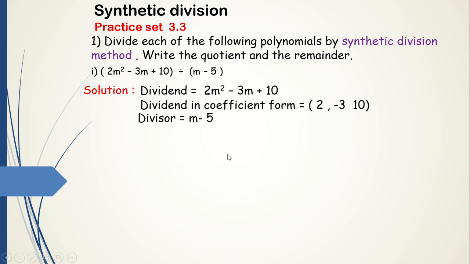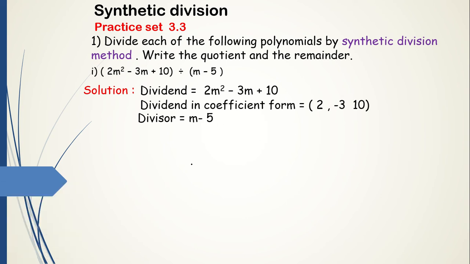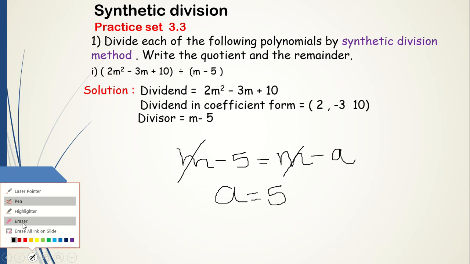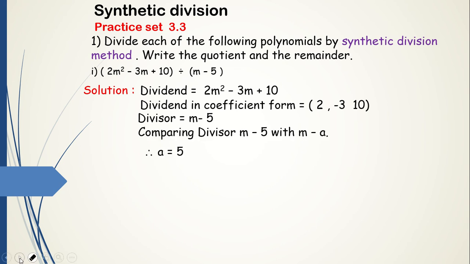Compare this divisor with m minus a. In this question the variable is m, so we compare it with m minus a. If the variable was x, we would compare with x minus a. So some variable minus a we have to compare it with. Even if the sign here was plus, we would compare it with minus only, m minus a, and the m gets cut. Therefore we get a is equal to 5. So we are actually dividing by 5. How it is to be done, we will see in detail just now.